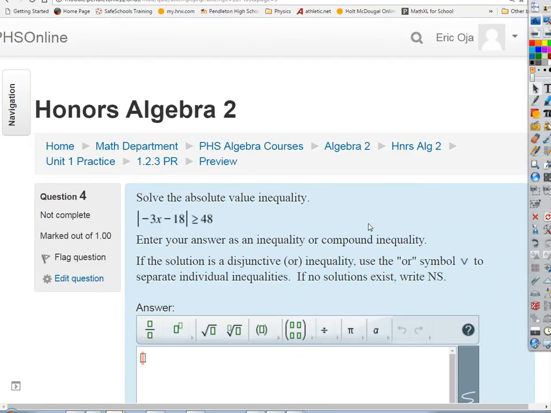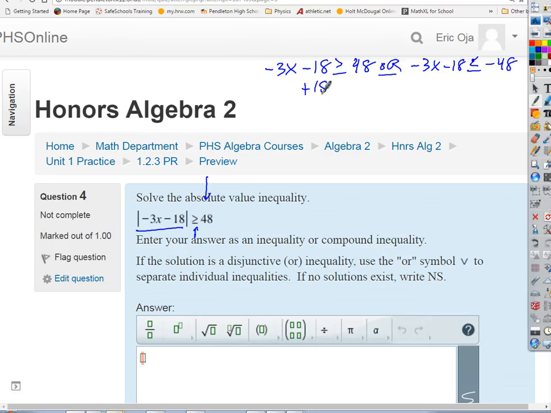Okay, I will go through this. There's something you've got to be a little bit careful of on this problem. You'll see. So we've already got the absolute value isolated on one side. It's greater than or equal to, so we're going to use the OR trade, not the AND trade. And we end up with whatever's inside, which is negative 3x minus 18, is either going to be greater than or equal to positive 48, or whatever's inside is less than or equal to negative 48.